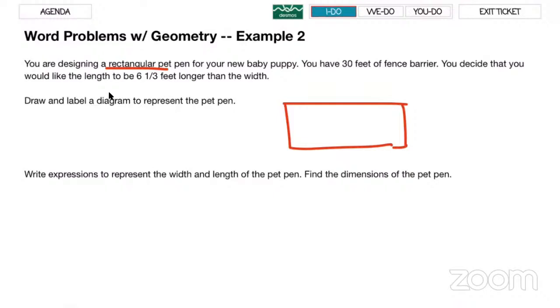Oh, everybody has a puppy, almost everybody in the classroom. So let's assume that you're building a rectangular pet house or something.